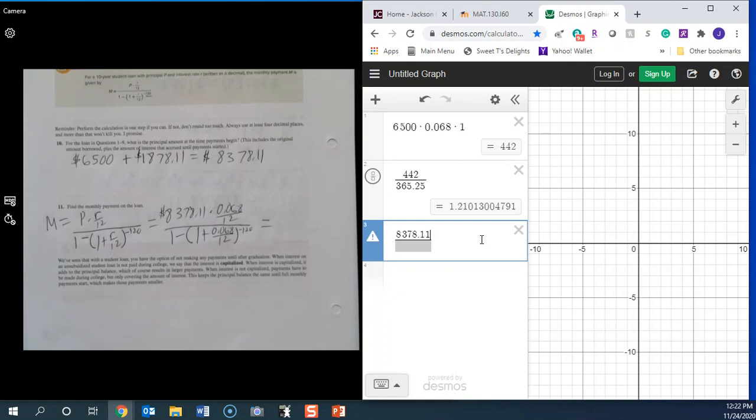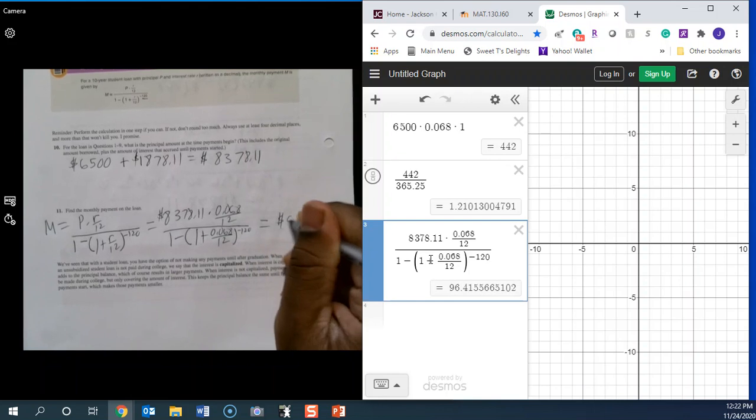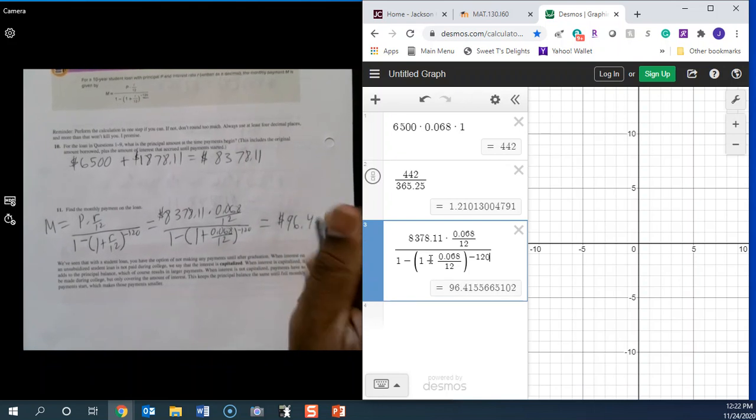Let me see. Times 0.068 divided by 12. Our denominator is 1 minus the parenthesis 1 plus 0.068 divided by 12. Close our parenthesis. And now we take this to the negative 120 power. So this will give us a payment of $96.42 a month.